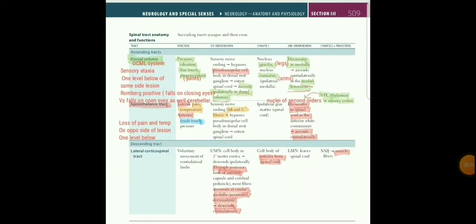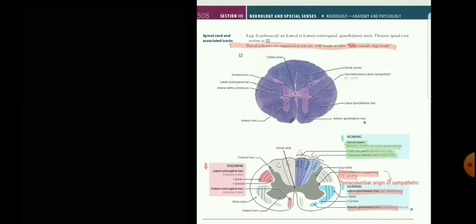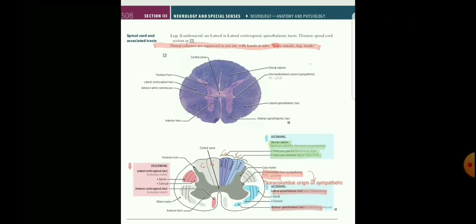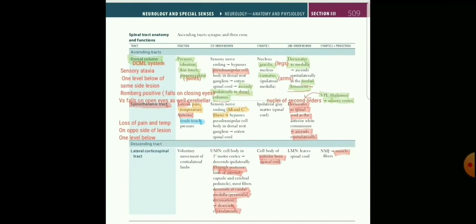Bismillahirrahmanirrahim. One very important topic is spinal tract anatomy and functions. This page and one page behind, 508, we have the most important topic from neurology, and every line is an MCQ. So first of all, we have to just look at the general anatomy.